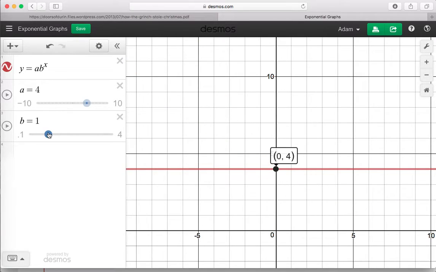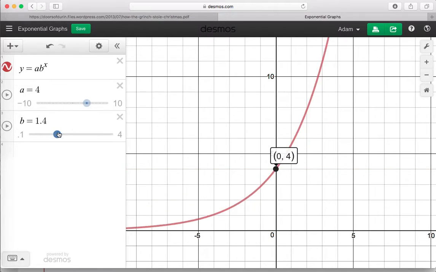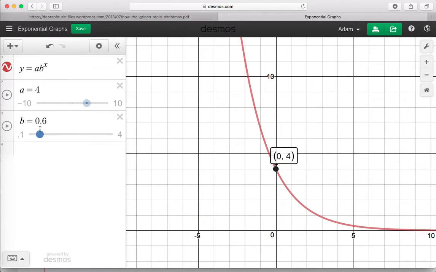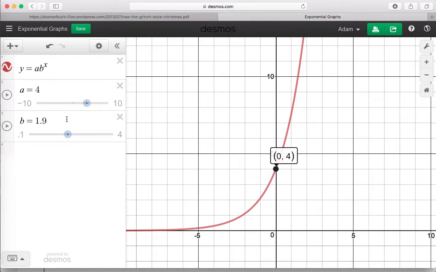Something interesting happened, you might have noted, at 1. When B equals 1, you're not changing. You're just the same as you were before. You are 100%. Imagine if this was like height. If you were 100% of your height next year, you're the exact same height. So B bigger than 1, you're growing. B, your growth factor, less than 1, you are decaying. So you can play around with this on your own time.